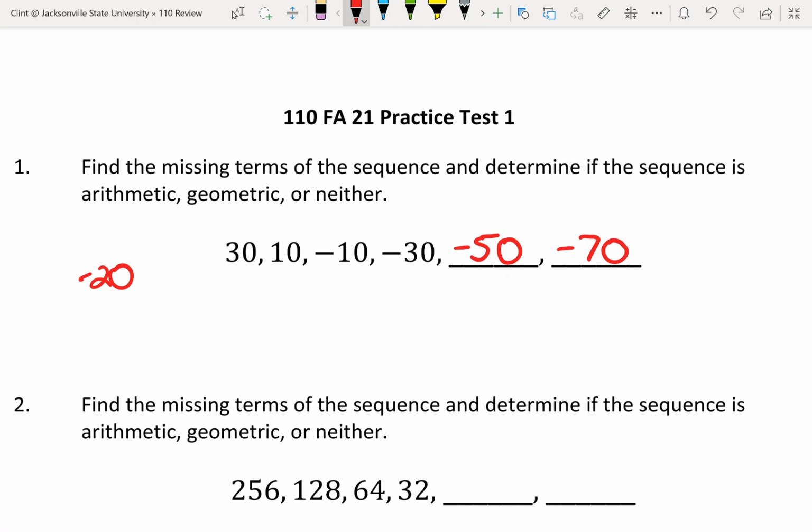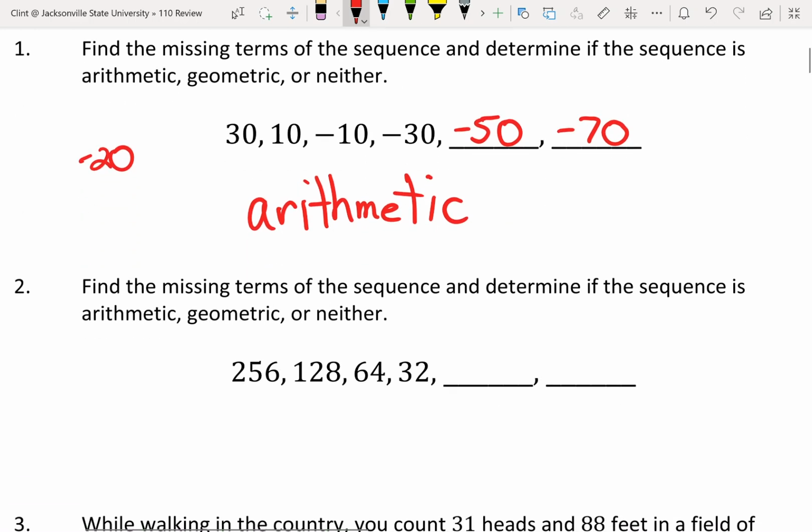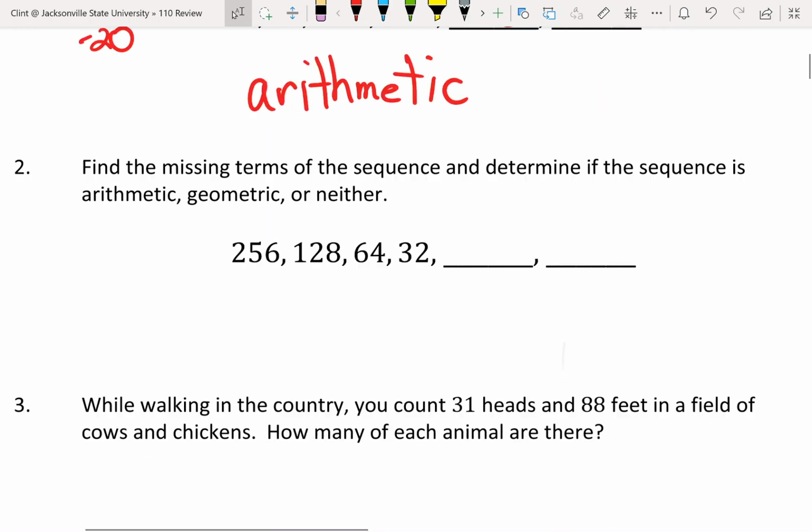So if we're subtracting 20 every time, our second part we have to think about: is it arithmetic or geometric? Do you remember which one's which? This one's arithmetic. If you're adding or subtracting the same number every time, it's arithmetic. So that's this one. Okay.